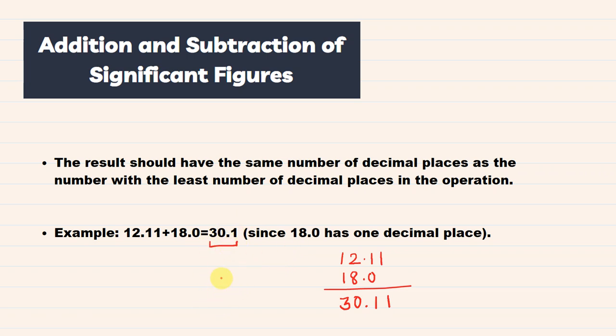Why is it? Because the rule says that the result should have the same number of decimal places as the number with the least number of decimal places in the operation. Here in 12.11 we have two decimal places and in 18.0 we have one decimal place. This is the least decimal place, hence the answer will be rounded to 30.1. If you want to tell how many significant figures are in this, then we have three significant figures in 30.1. I hope this point is clear now.